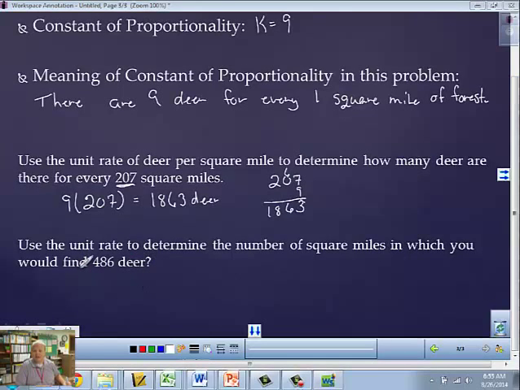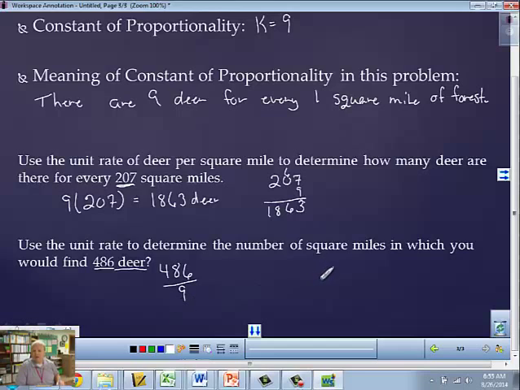Now, this is a little different. It says use the unit rate to determine the number of square miles in which you would need to find 486 deer. So now I'm dealing with deer, and I want to go to miles. Well, I have to do the opposite because this was defined deer. I already know the deer, I'm going to find the square miles. So I'm going to take 486 and divide that by 9.